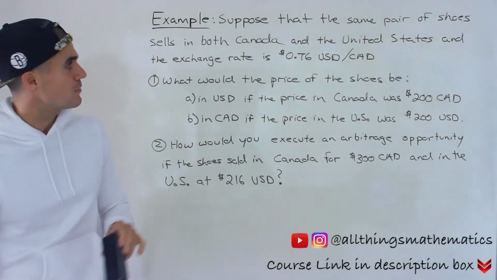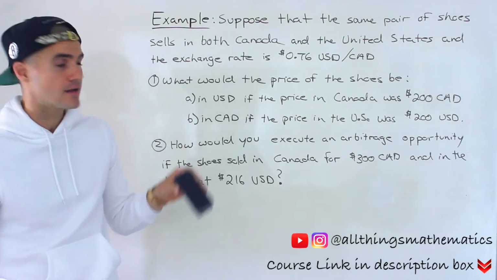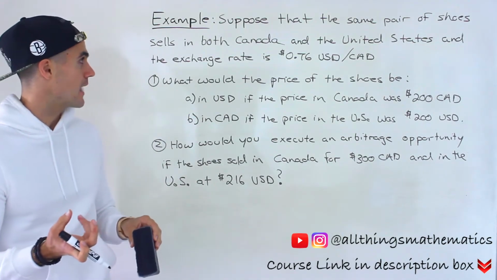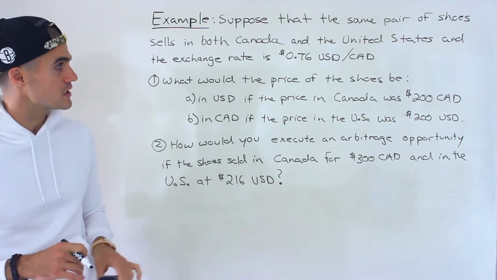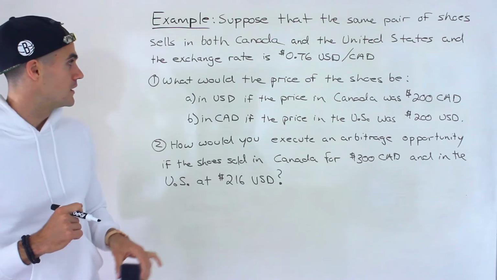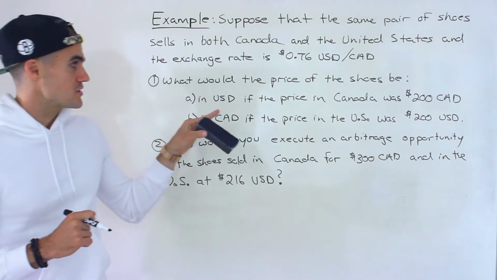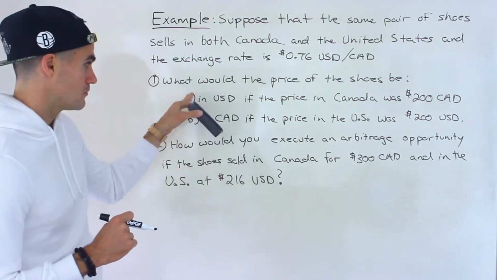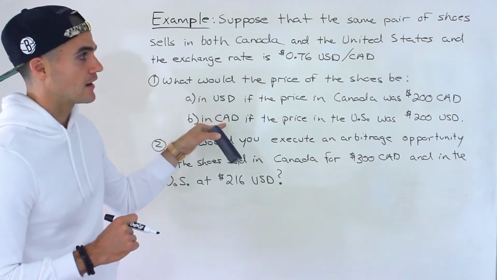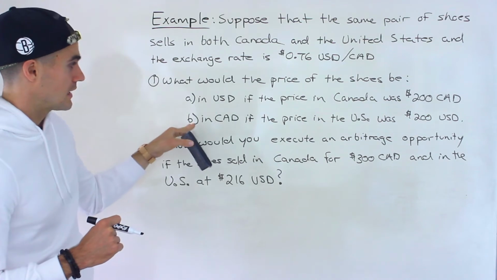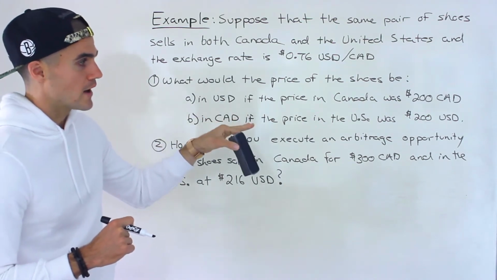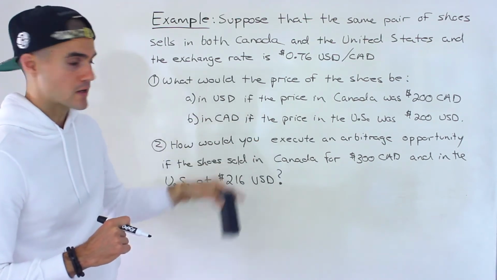So suppose that the same pair of shoes sells in both Canada and the United States, and the exchange rate currently is 0.76 USD per CAD. So question one, what would the price of the shoes be in part A USD if the price in Canada was $200 Canadian? And part B in Canadian dollars if the price in the US was 200 USD.